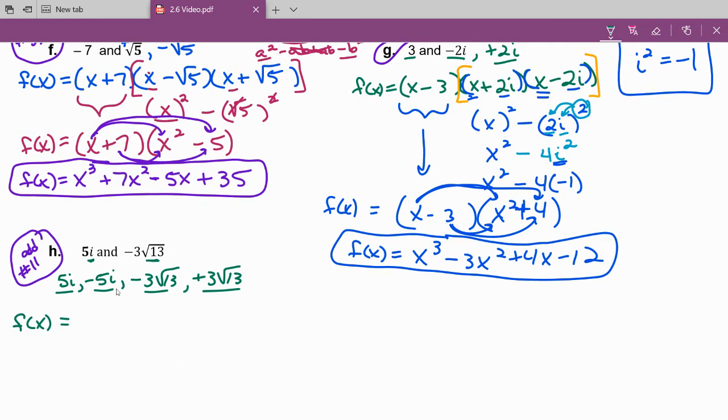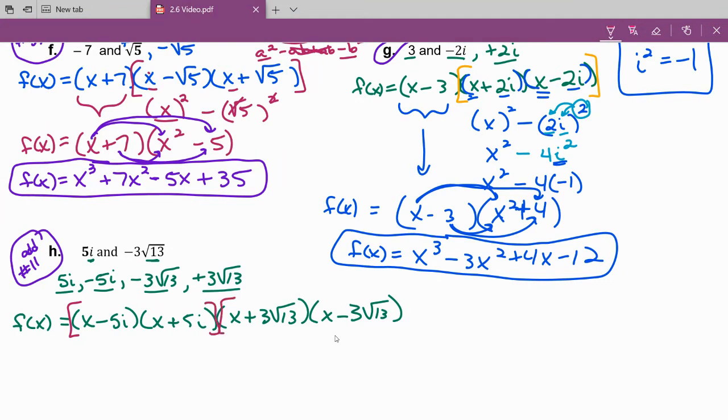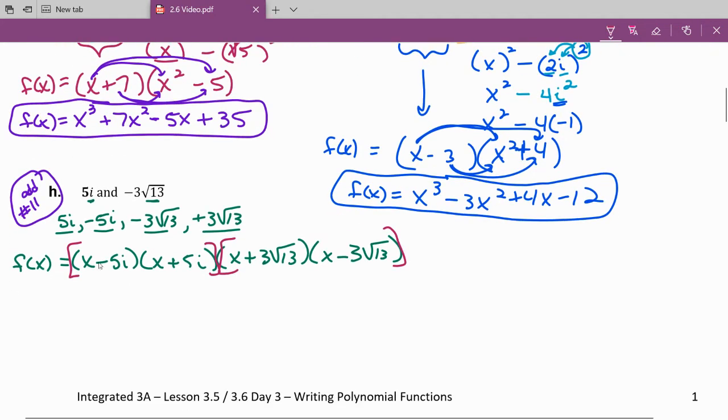So now that we've listed all 4 roots, or all 4 solutions, we are now going to write our factors. So again, we're going to have 4 factors, x minus 5i, and x minus a negative, which makes it plus 5i. And then the factors that come from your -3 square root of 13 and positive 3 square root of 13, x minus a negative makes that positive 3 square root of 13, and then x minus the positive, which does not change the sign, 3 square root of 13. So now we have a setup here. We've got 2 sums and differences.